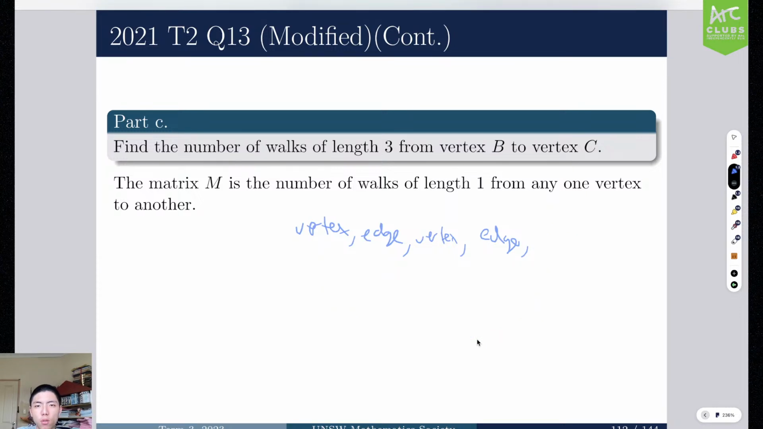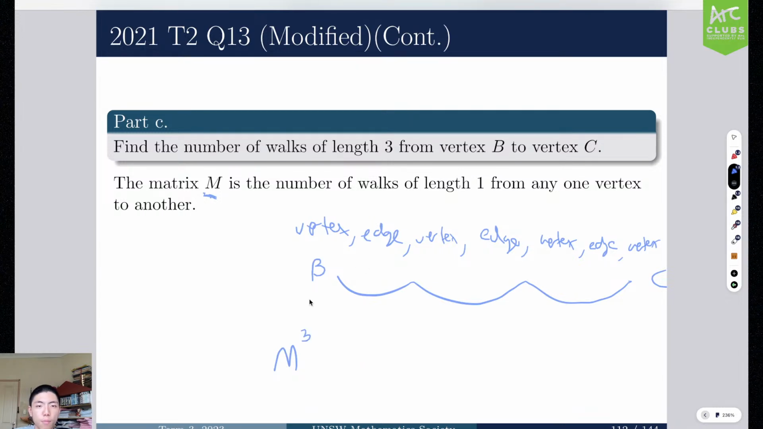Okay, so there should be 3 edges in between each of them, actually. Vertex, edge, vertex. So 1, 2, and then 3. Okay, great. So how do we figure this out? Well, if we know that the matrix M tells us the number of walks from one vertex to another vertex, then all we need to do is multiply the matrix M by itself 3 times to give us the number of walks of length 3.